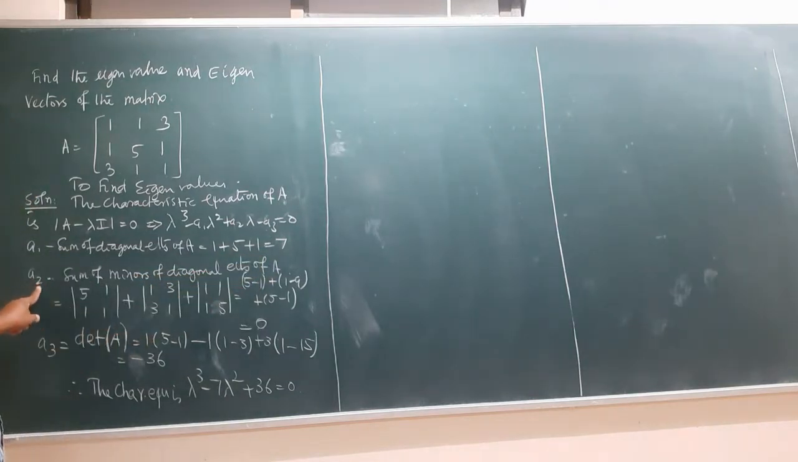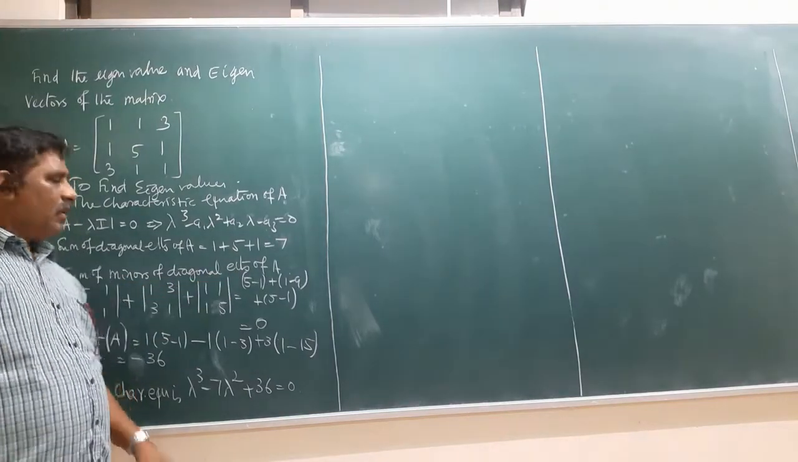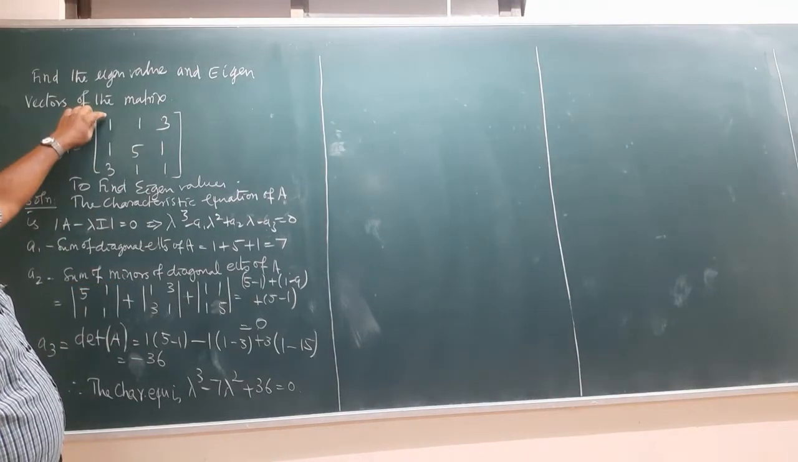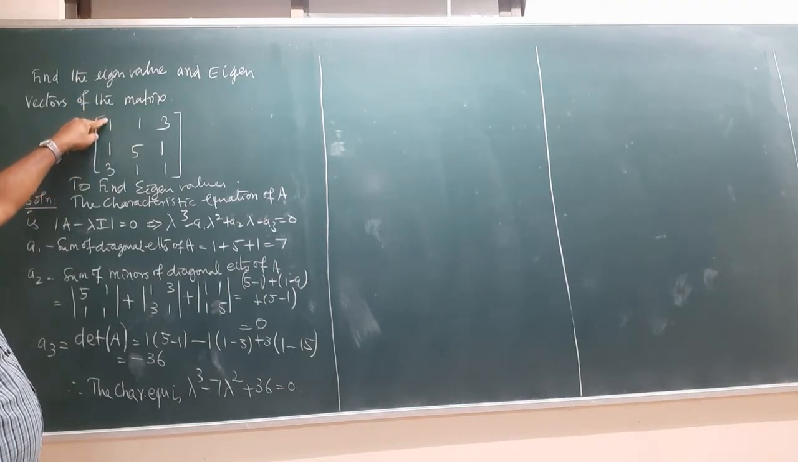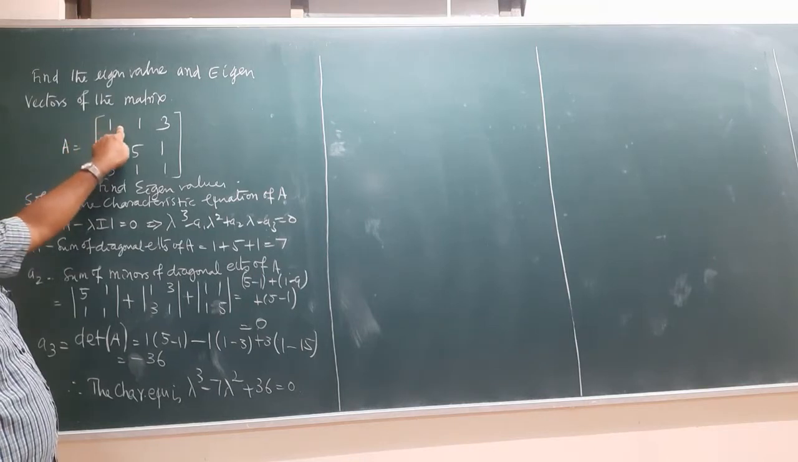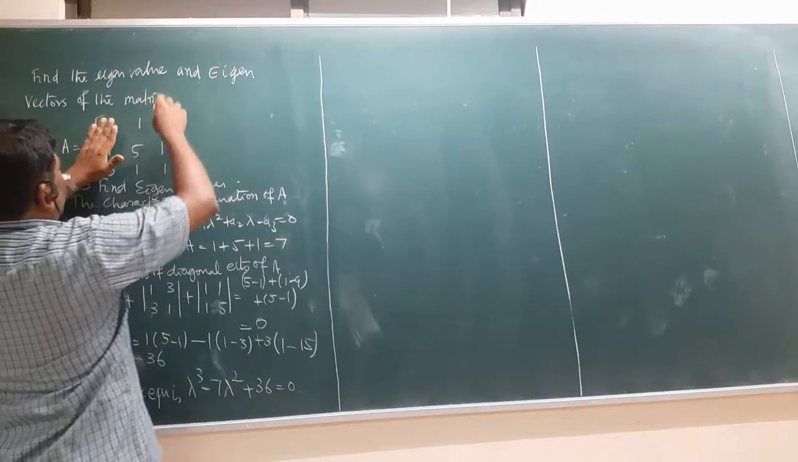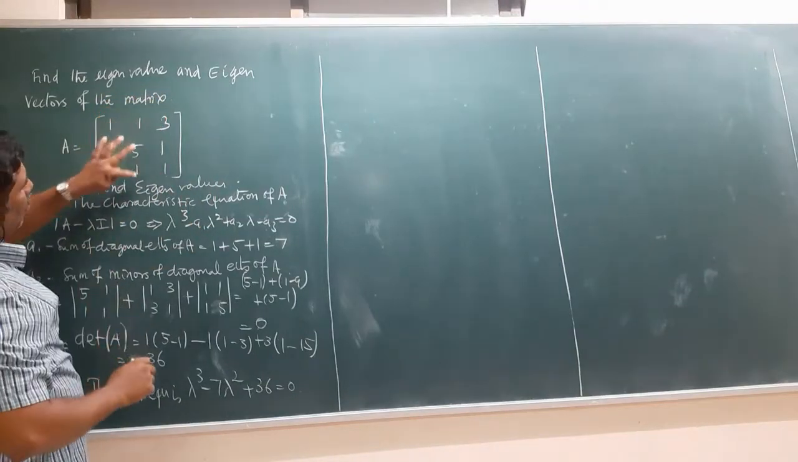The second one, a2, is the sum of the minors of the diagonal elements of A. How to find the minor for the diagonal element? The first diagonal element is 1. You leave the respective row and the respective column. What do you get? 5, 1, 1, 1.